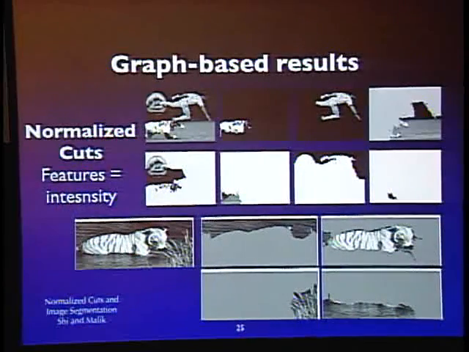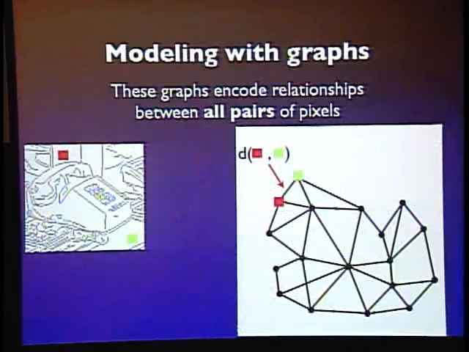And the main criticism of normalized cut is that if you tell it to break up the image into too many categories or not enough categories, it kind of goes haywire. I'll skip over that.